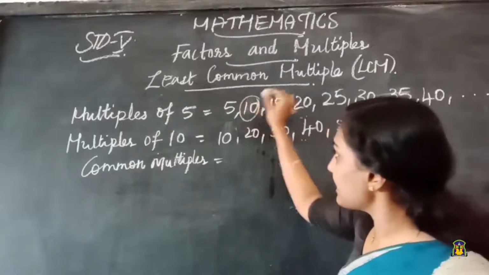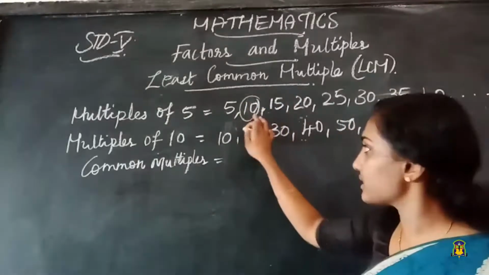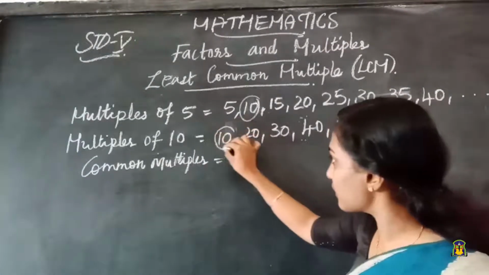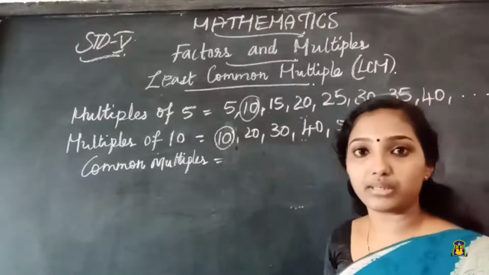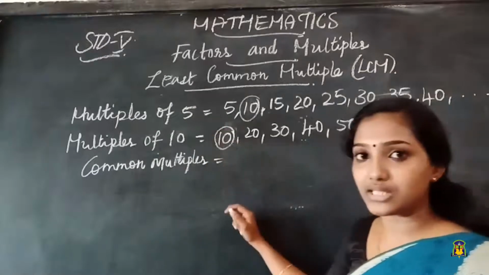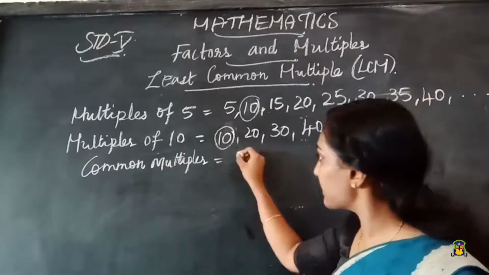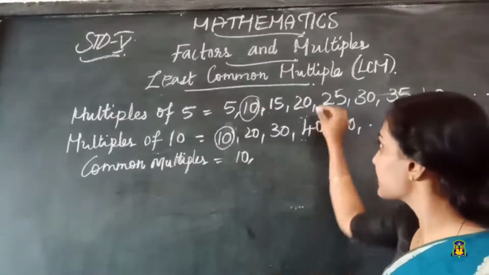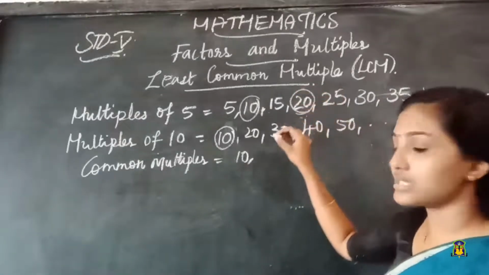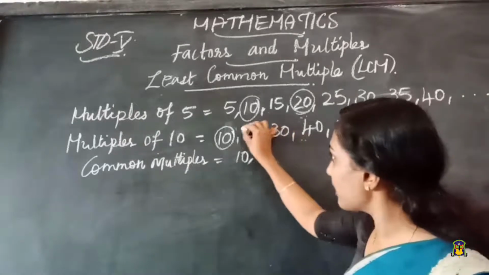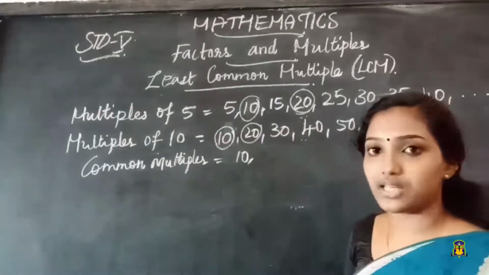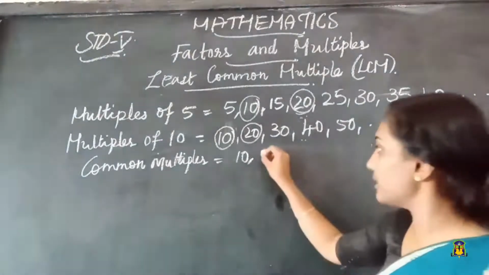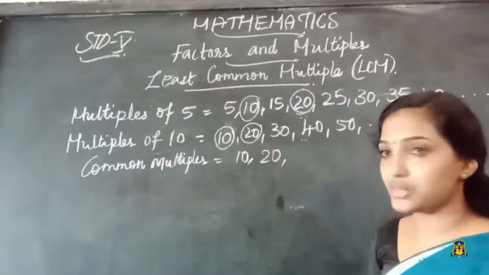Here, 10 is a multiple of 5, right? And in the multiples of 10, we could find 10 here also. So 10 is a common multiple for 5 and 10, right? Then, which is the next? 20. 20 is there in the multiples of 5 and also 20 is a multiple of 10, right? So we can say that 20 is a common multiple. So after 10, it will be 20.